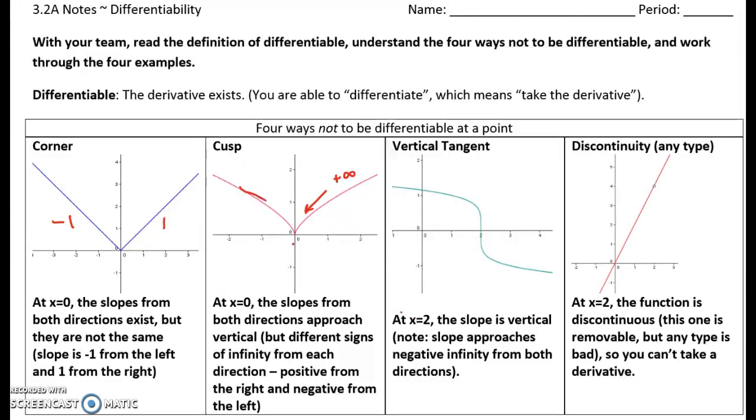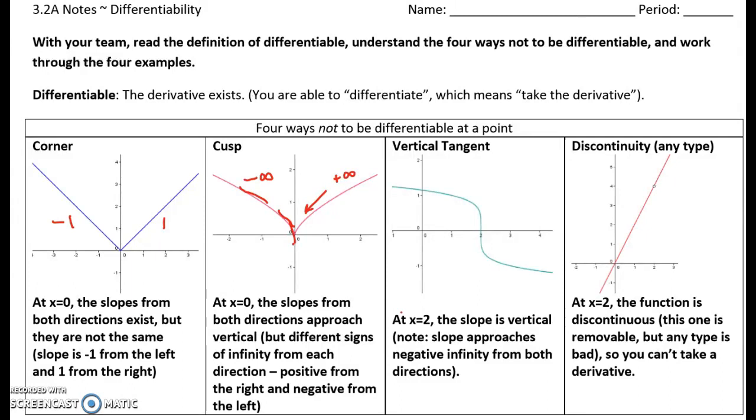If I drew tangent lines in the other direction, they're all downhill lines. It's a decreasing slope, but approaching vertical. So to the left, my slopes are approaching -infinity. For a cusp, the slopes from both directions approach infinity, but they don't match the same kind of infinity. So that's called a cusp.